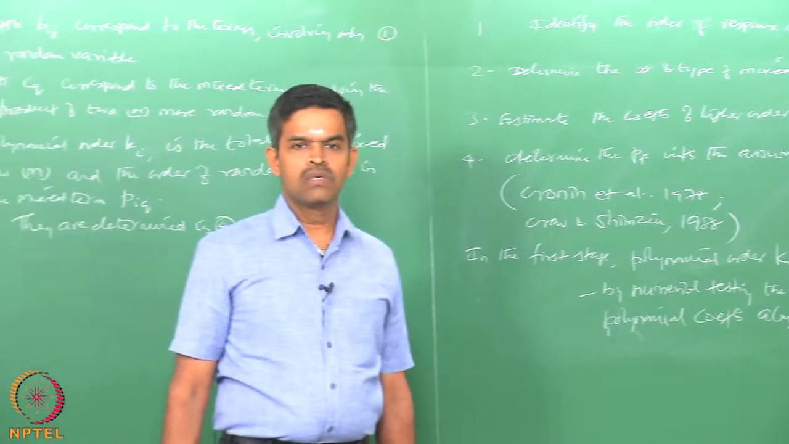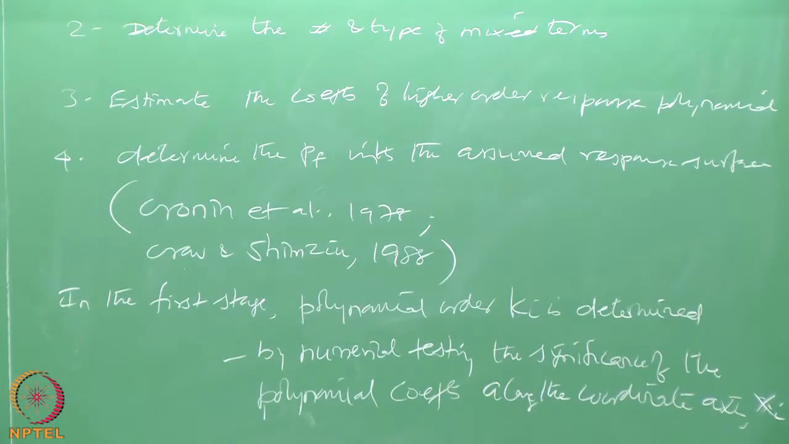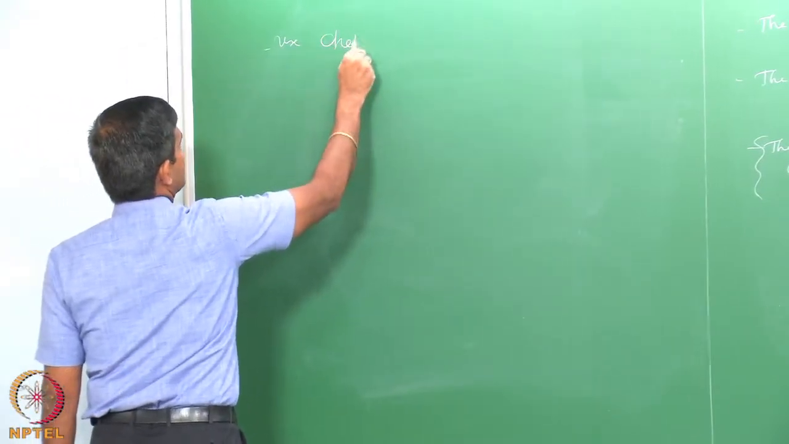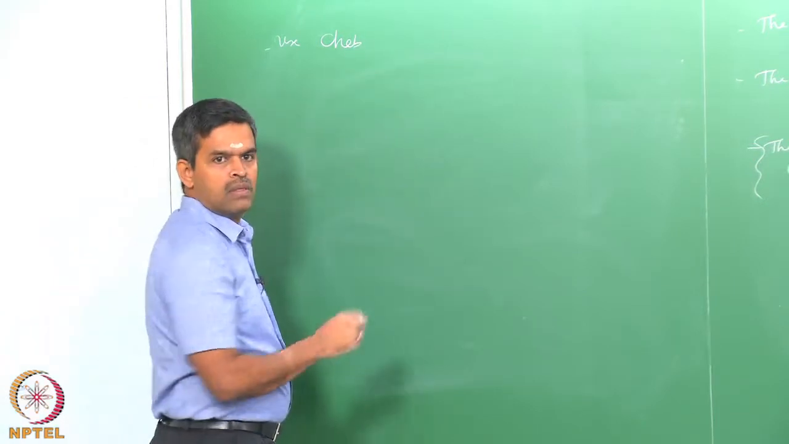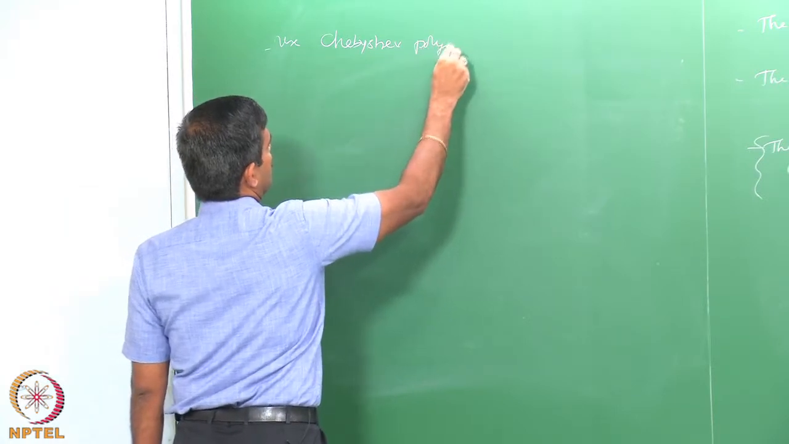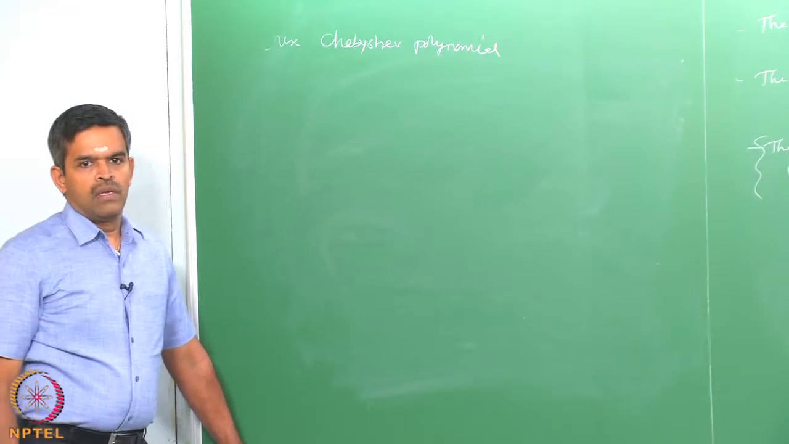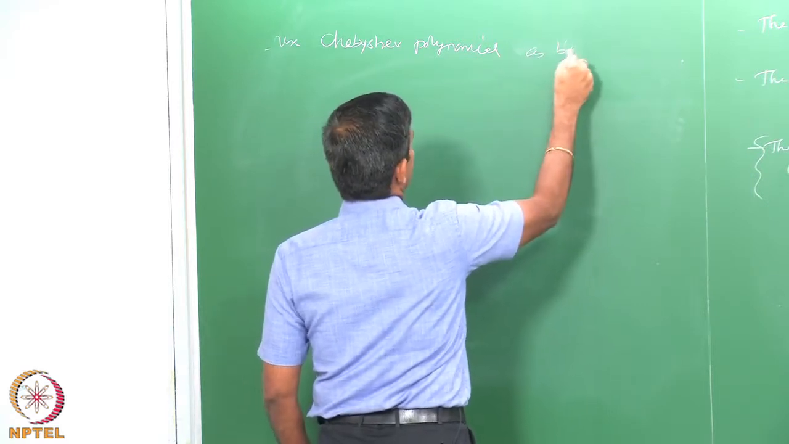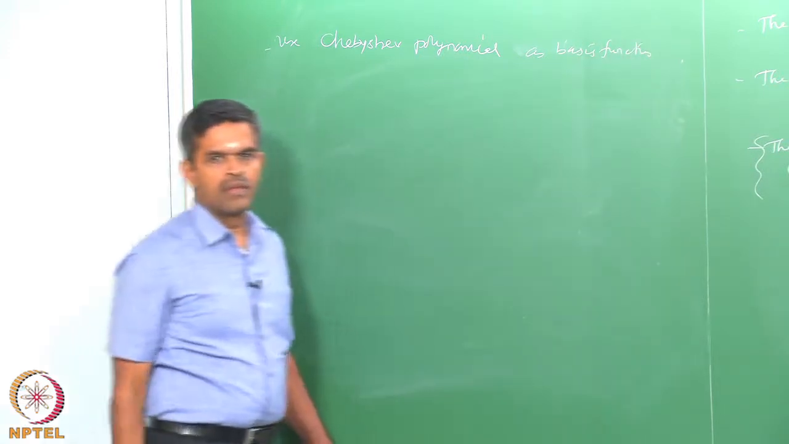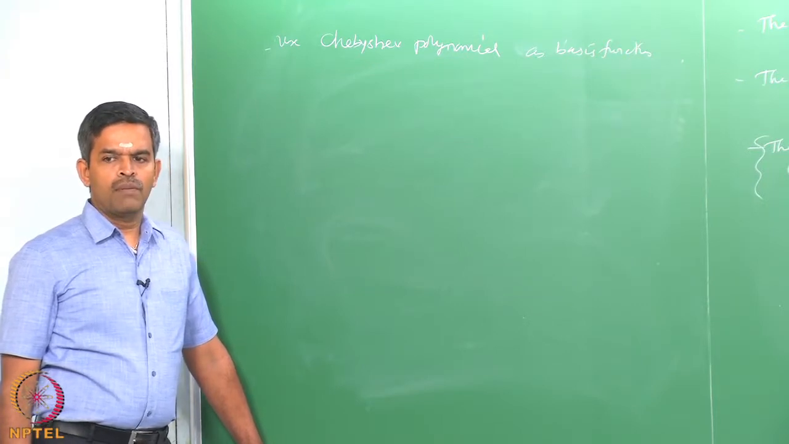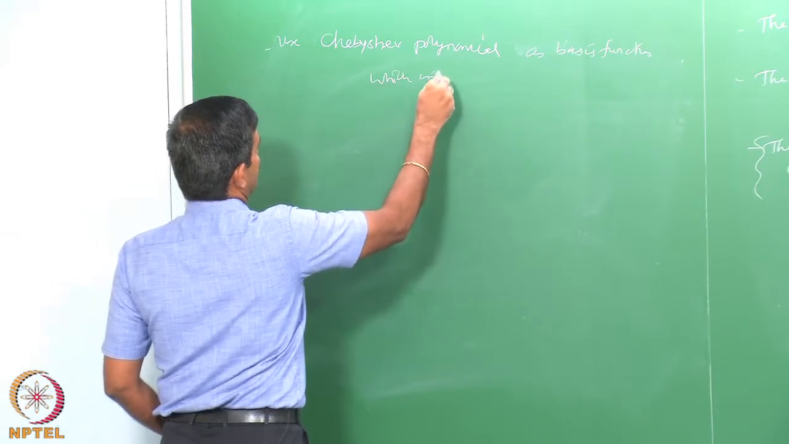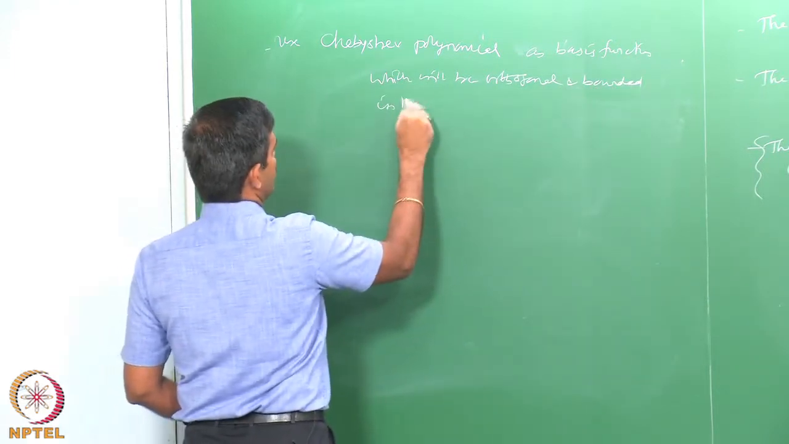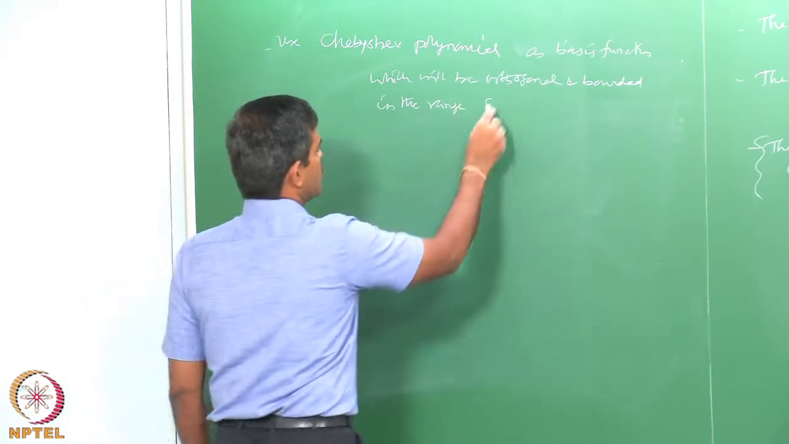Okay. So, one can interestingly also use Chebyshev polynomial as a basis function, which will be orthogonal and bounded in the range -1 to 1.